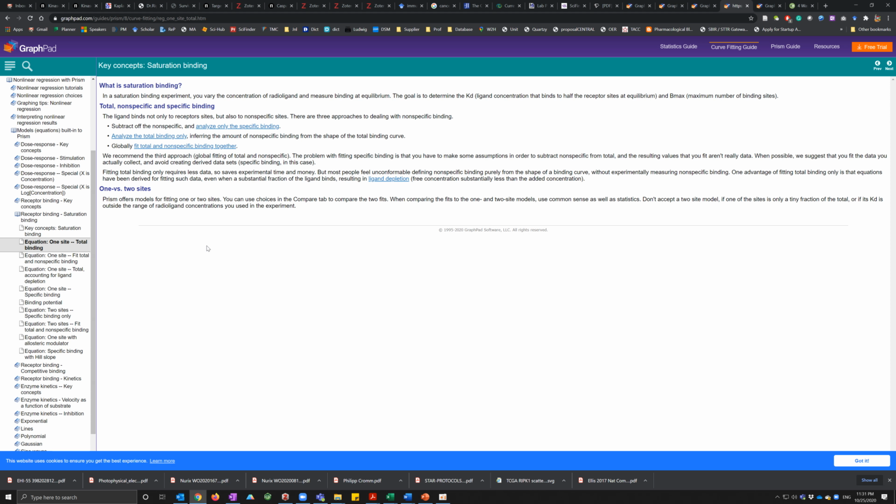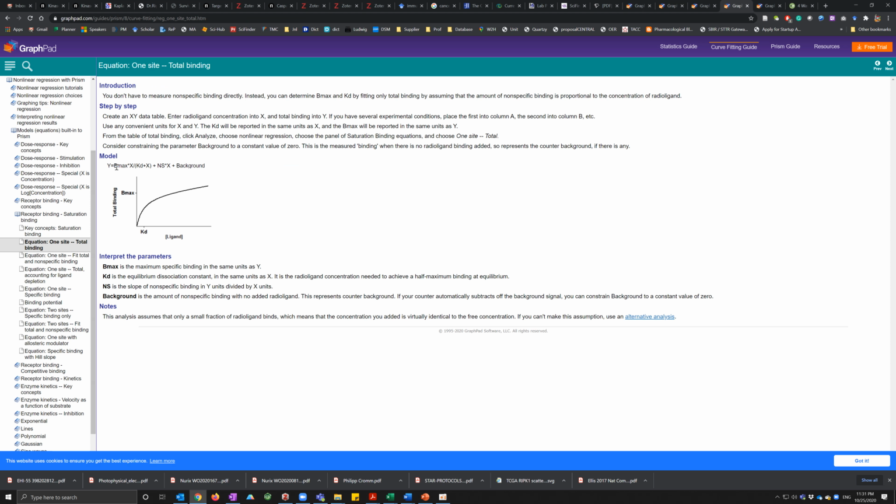For the one site total binding, basically in this experiment, you do not have to measure non-specific binding directly, right? So in a TR-FRET assay, what is non-specific binding? Basically, that is the binding when you don't have your protein, right? You only have your antibody against your His tag or any tag, and then you add a tracer, and you will be able to get a non-specific binding there.